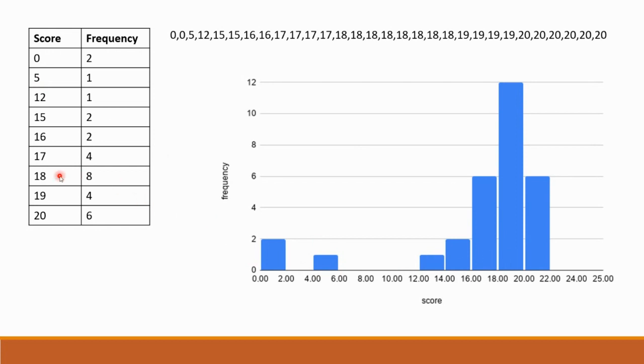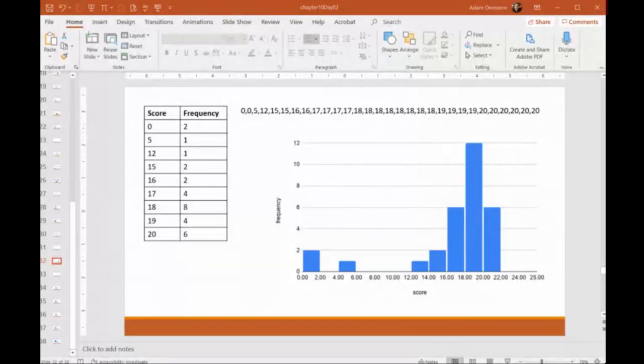For instance, all the numbers greater than or equal to 18 and less than 20, strictly less than 20, that's 18 and 19, right? There's 12 of those. That's represented by this bar. 20 is not included in here because we don't include the right endpoint. All right, we have like a minute left, so let me stop here.